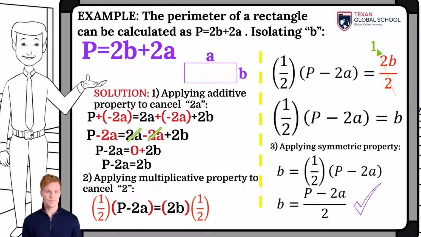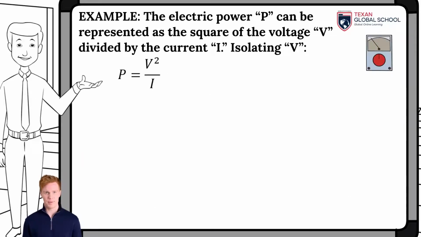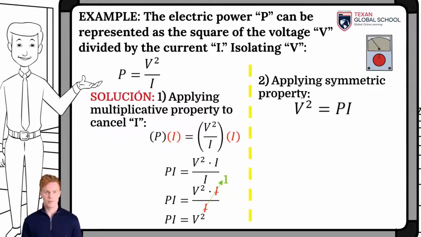In this following example, the electrical power P can be represented as the square of the voltage V, divided by the current I. We will isolate the voltage V. We will multiply by I, since it is the multiplicative inverse of 1 over I. In this way, I over I is 1, starting to isolate the variable. We then apply the symmetric property to prepare the variable V to be isolated on the left side.